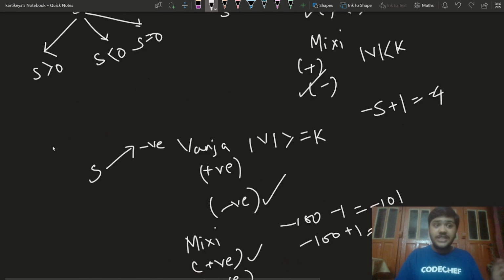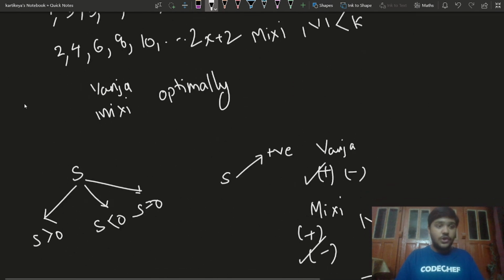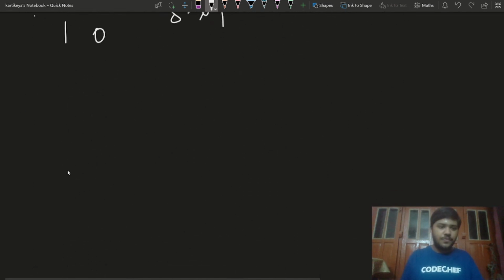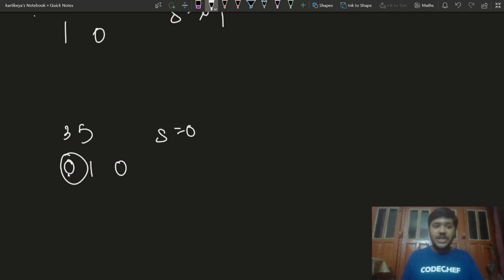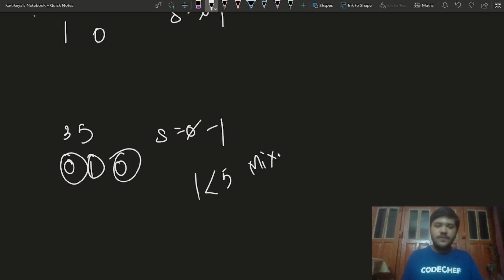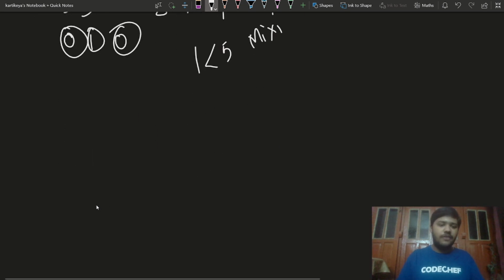Now let's work on the second test case, which is 0, 1, 0, with n as 3 and k as 5. Initially the value of s is 0. Vanja has a chance. The value of the element is 0. Just continue. Mixi has a chance. The value of the element is 1, but s is 0. Either increase or decrease, both are the same. Let's decrease. Vanja again has a chance. 0, just continue. So what is the mod of this value? 1. It is less than 5. Who wins? Mixi wins.